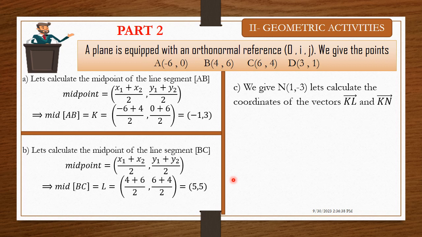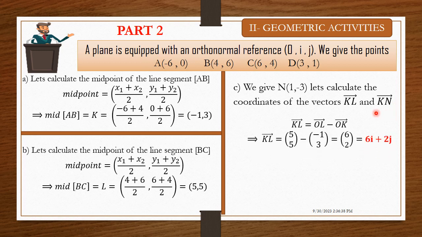Now we are given N as (1, -3). Let's calculate the coordinates of the vectors KL and KN. From our knowledge of vectors, KL is equal to OL minus OK, just as AB is equal to OB minus OA. That is one of the basic operations of vectors.